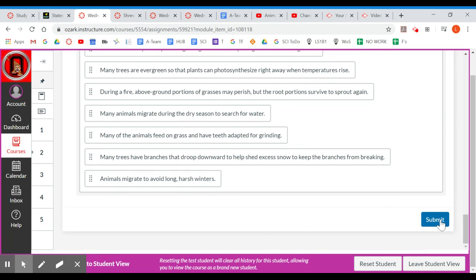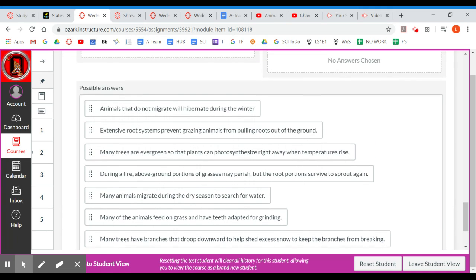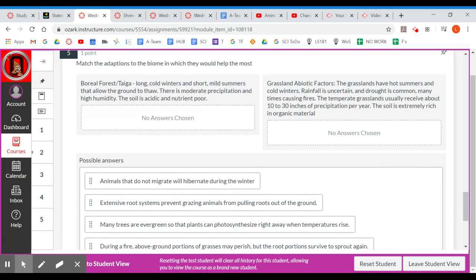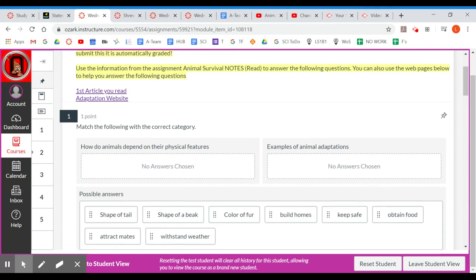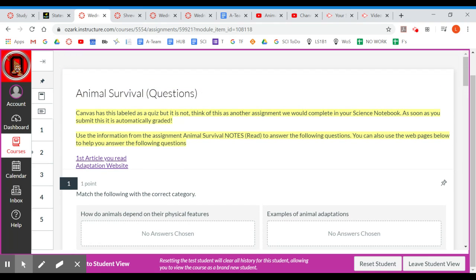When you think you've got it, you can hit submit. If you noticed, it did say unlimited attempts. So if you really get stuck on one question, please send me an email. Otherwise, those resources are available for you to look at as you go through these questions. Again, please let me know if you have any questions, comments, or concerns.